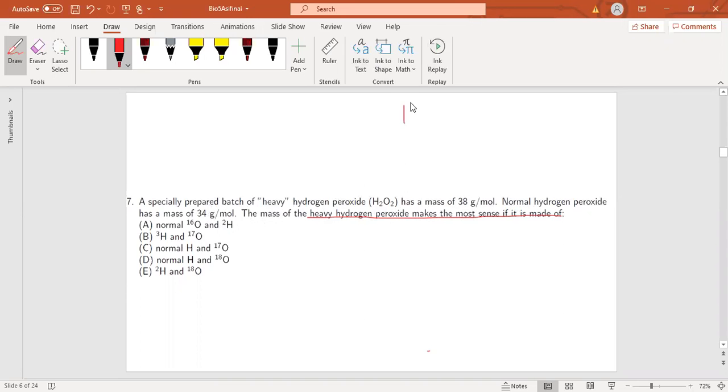So originally, if we write out H2O2, one atom of hydrogen weighs 1 gram. And so in this case, since we have 2, we'll have 2. And 1 atom of oxygen weighs 16. So in this case, we have 2, so 32. And this is where they get a total of a normal 34 grams per mole. However, in our heavy H2O2, that totals up to be 38 grams per mole. So let's go one at a time, and we'll determine which combination equals 38 grams per mole.